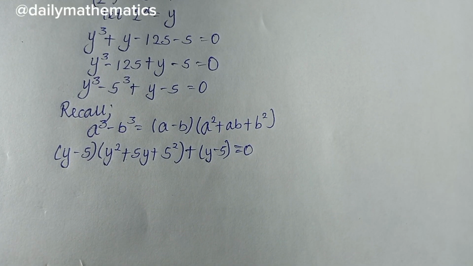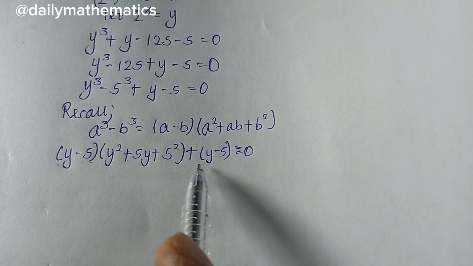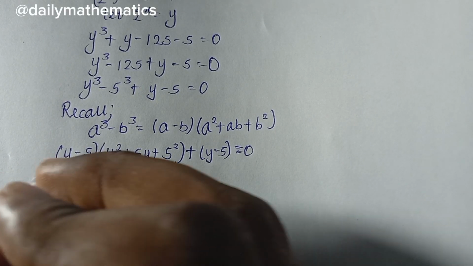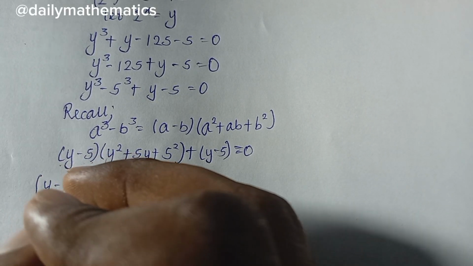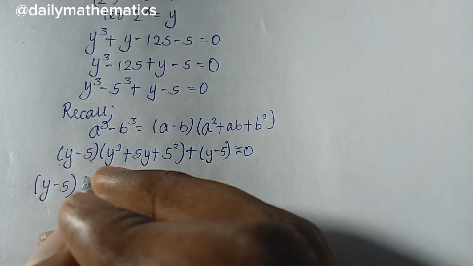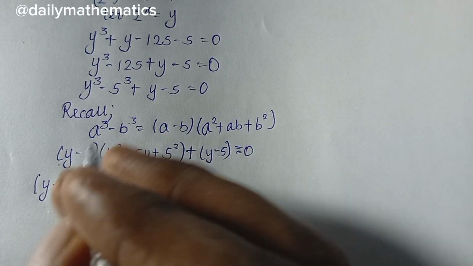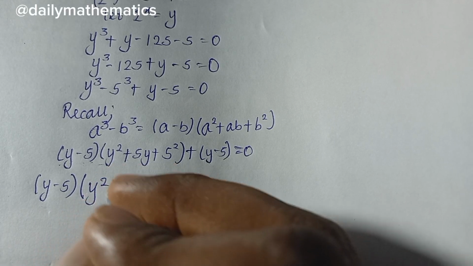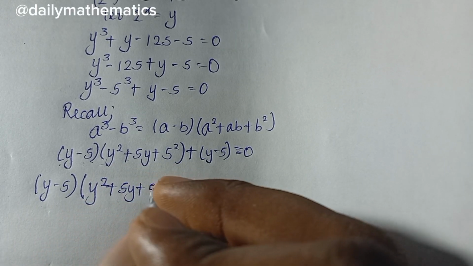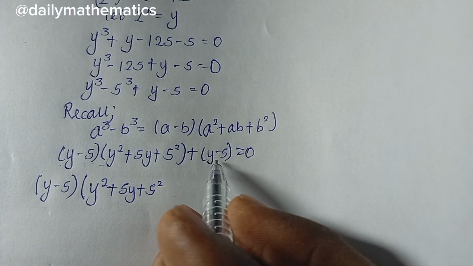So from here, what do we have? From here we have y minus 5 here and y minus 5 here common, so we can bring y minus 5 out since it's common. When we bring it out from this side, we have this one left, that's y squared plus 5y plus 5 squared, and then when we bring it out from here, what is left?